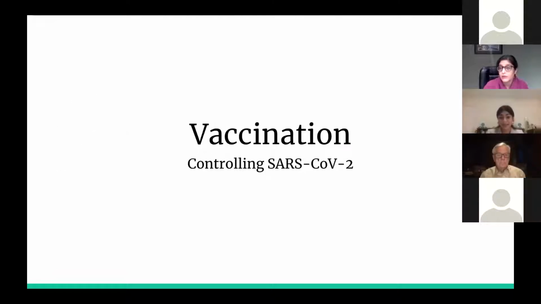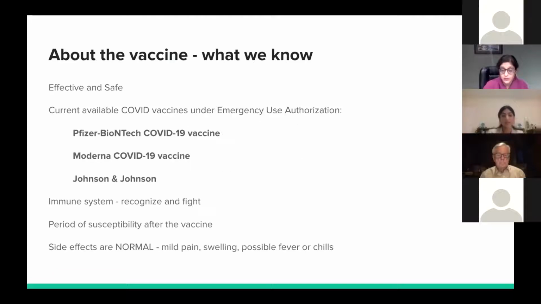And last but not least, the vaccination. The biggest concern that the public has about the vaccination is whether it is effective and safe. It is scientifically proven to be both of those things. The vaccines that we have currently available under emergency use authorization are the Pfizer vaccine, the Moderna vaccine, and the newer Johnson & Johnson vaccine.